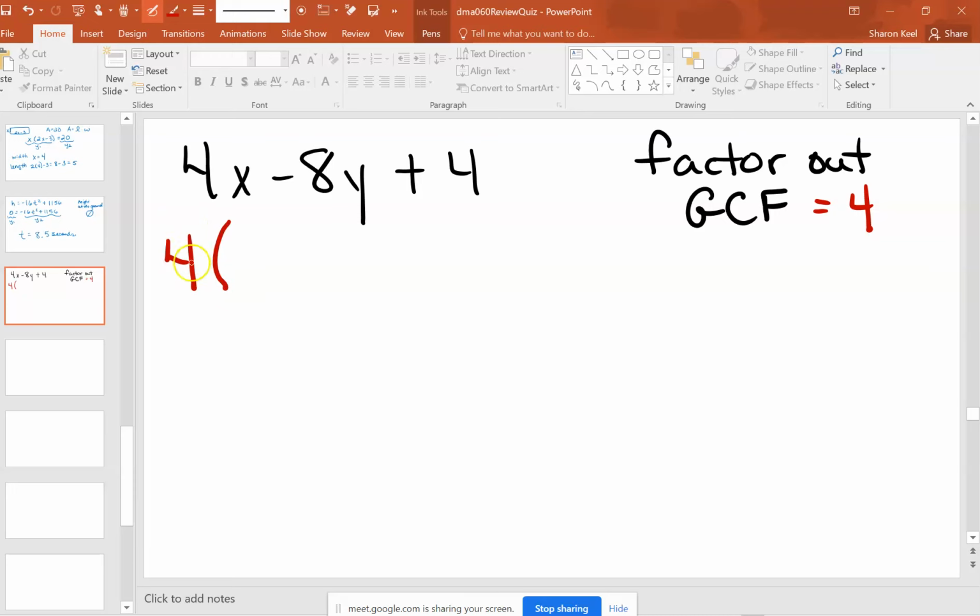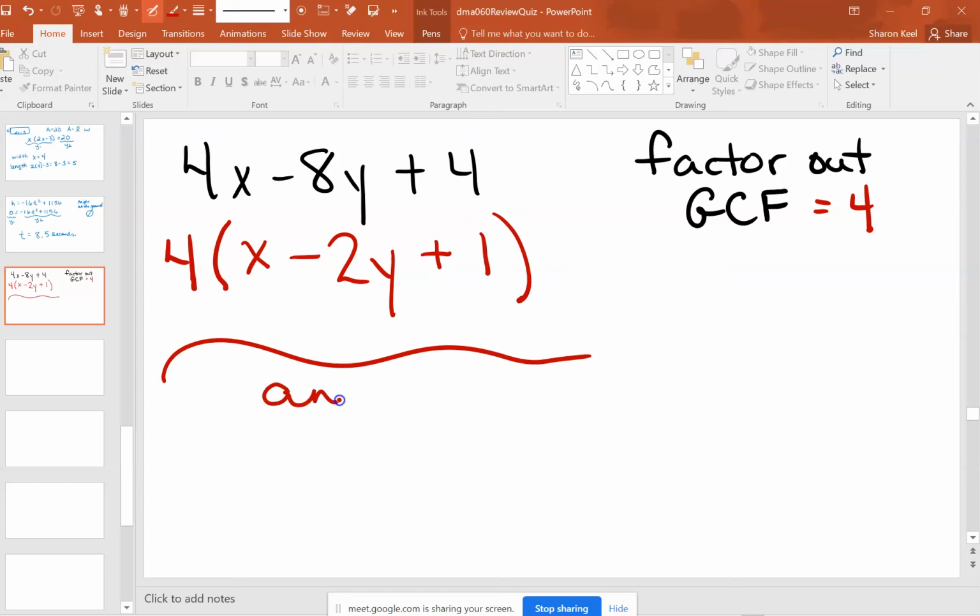So when we factor 4 from the 4x, we're left with just an x. When we factor 4 from negative 8y, we're left with a minus 2y. And when we factor 4 from a positive 4, 4 goes into 4 one time. So all of this is the answer that you're going to key in. The GCF, a parenthesis, and then what you have left after you factor 4 from all three terms. Okay?